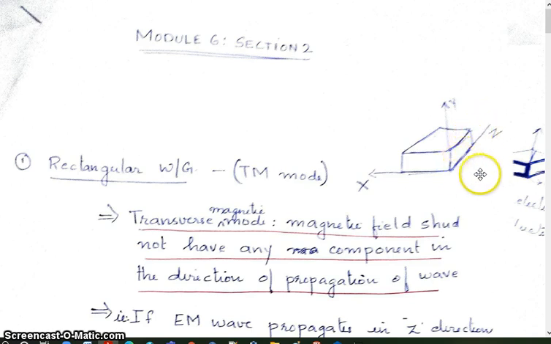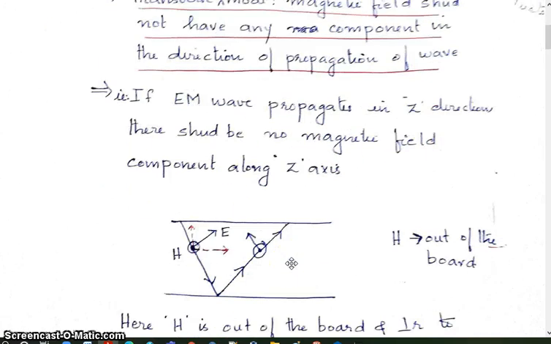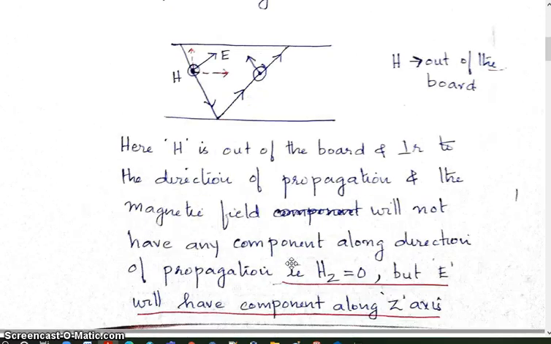So in that case, the rectangular waveguide is supposed to support TM mode provided the Hz component is equal to 0. That is written here: magnetic field should not have any component in the direction of propagation of wave. That is, if the EM wave propagates in the Z direction, there should be no magnetic field component along the Z axis.